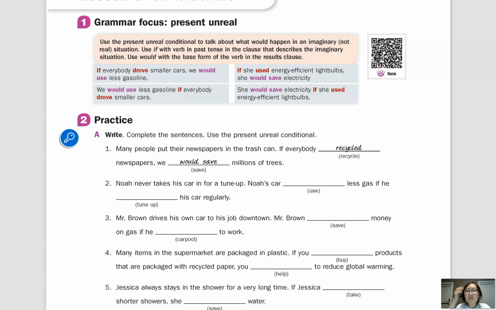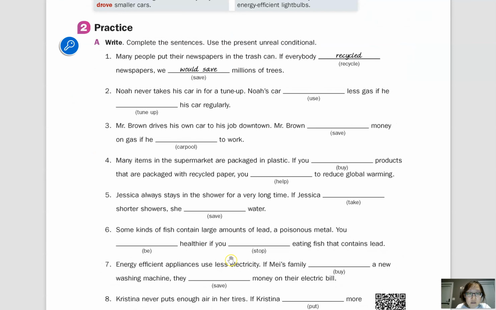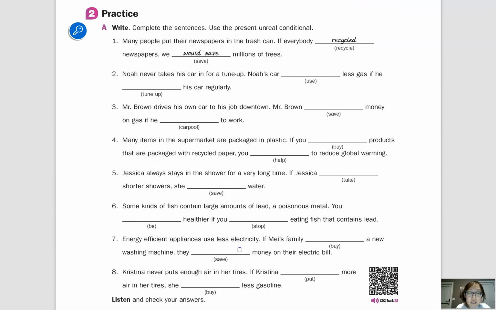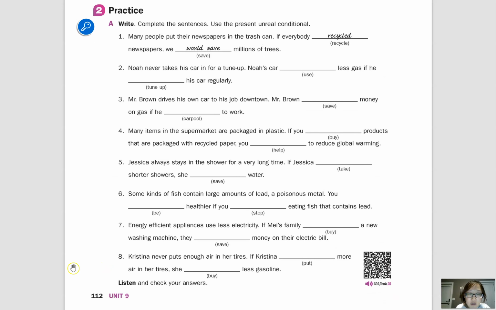Okay, so let's go ahead and look at exercise 2, practice. Go ahead and take some time to complete this activity. Complete the sentences and, of course, use the present unreal conditional. So you're not going to use were in this situation. In this activity, I think everything is an action verb, so you don't have to worry about using were. Go ahead and pause the video, and when you're finished, you can continue.